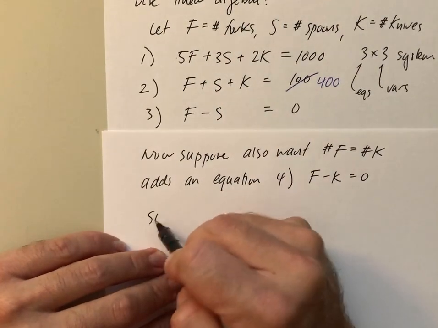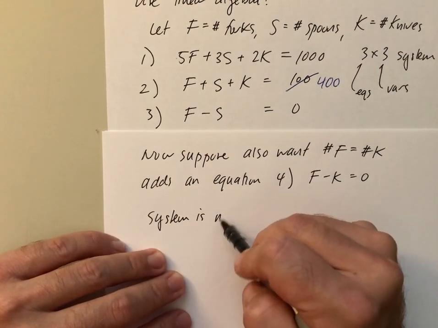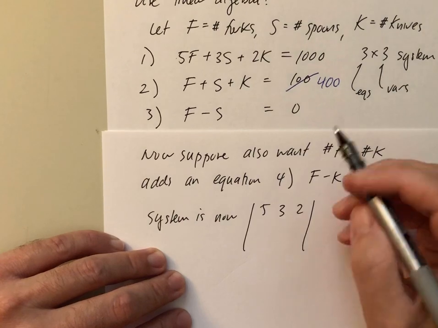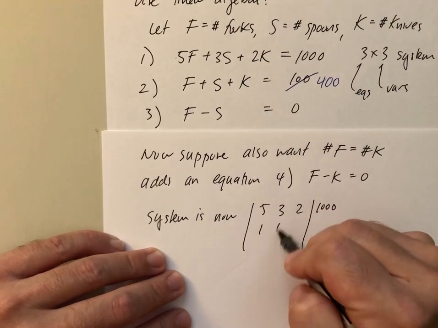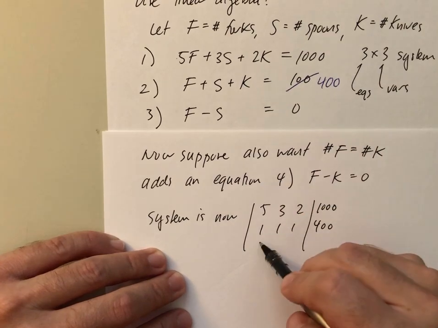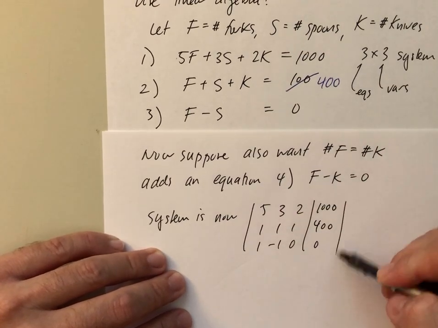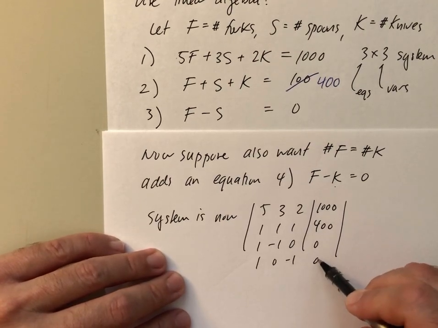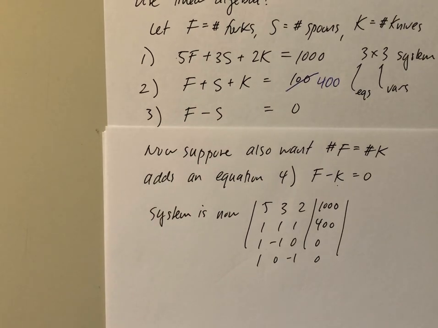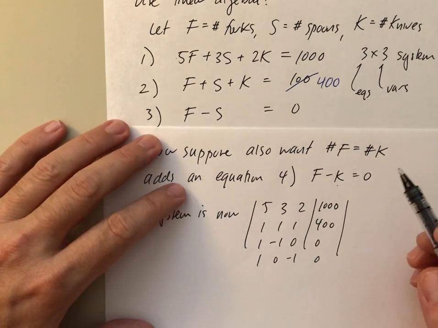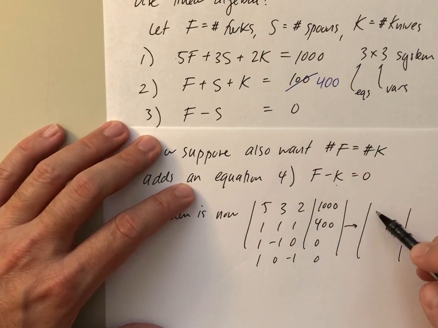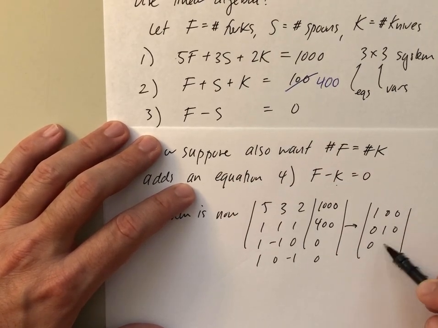And so what's the system now? Well, it's the same as before. We still have the 5, 3, 2, 1,000. We still have the 1, 1, 1, 400. We still have the 1, minus 1, 0, 0, because that's the forks equals the number of spoons. But now we're adding forks equals knives, so f minus k equals 0. And what this reduces to is the following. So you'll have something 1, 0, 0, 0, 1, 0. I don't really care. It's 0, 0, 1.